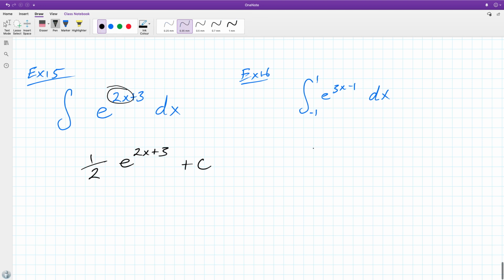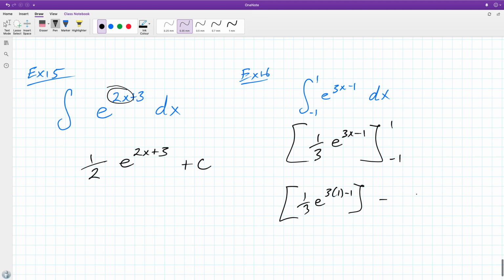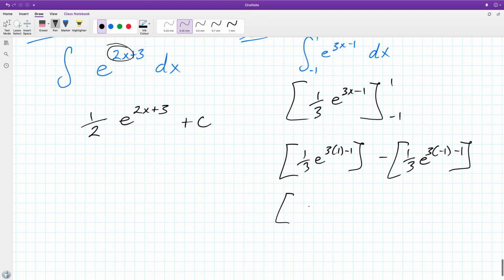First things first, integrate e to the power 3x minus 1, that's 1 over 3 times e to the power 3x minus 1 between the integrals of 1 and minus 1. That is a third times e to the power 3 times 1 minus 1 minus a third times e to the power 3 times minus 1 minus 1. That is a third times e to the power 2, minus a third times e to the power minus 4.